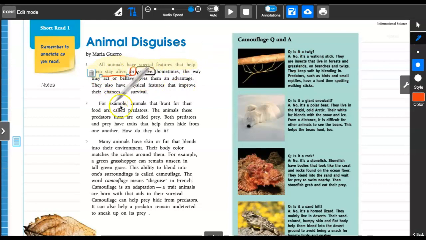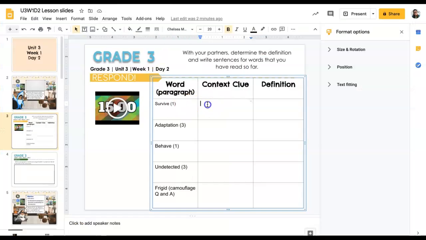So using my context clues, I can see that they're comparing those two by using the magic word or. So that means it could either mean stay alive or survive. So the definition of survive is to stay alive. So I'm going to go put that on my chart. Context clues, the magic word was or. And the definition is to stay alive.